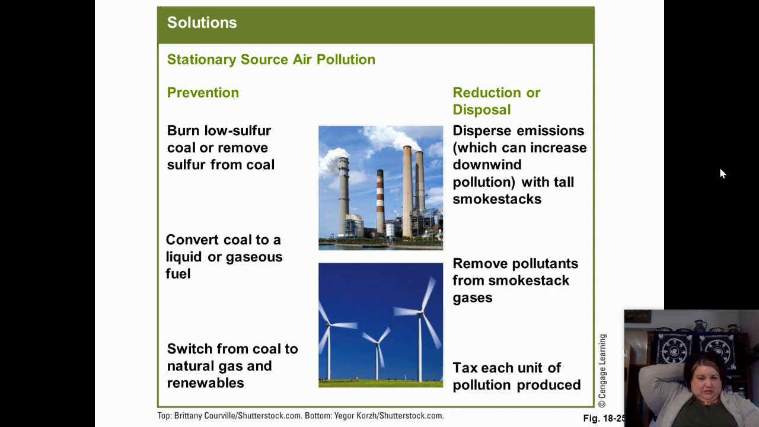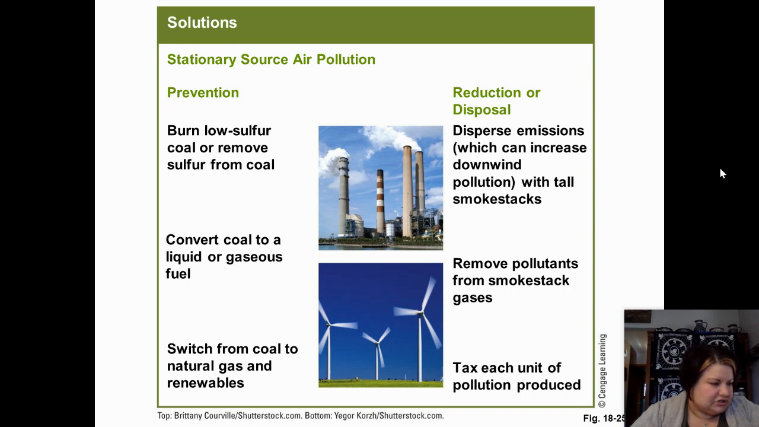Once we do make the air pollution and stationary source, we can remove the pollutants from the smokestack. There's a company in Milwaukee that makes these devices, these scrubbers that you can attach to smokestacks that remove some of the pollutants. And the reason that smokestacks are so tall is hopefully to increase the dilution of them, to disperse those emissions as they go downwind. Okay? And then you can go back to green taxes as well. Tax each unit of pollution produced. So that's all for air pollution for sources that are not moving.